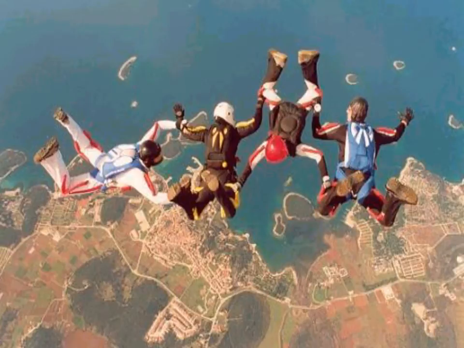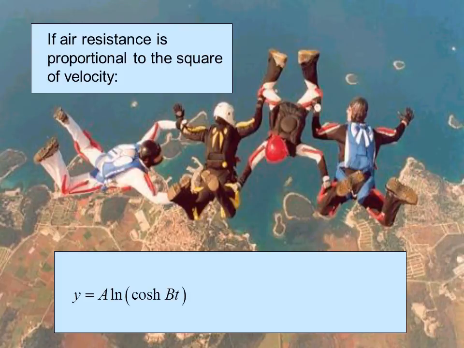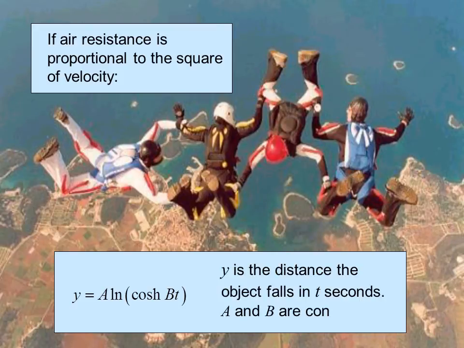Here we have some skydivers. If air resistance is proportional to the square of velocity, we get y equals a ln cosh bt. Y is the distance the object falls in t seconds. A and b are constants.